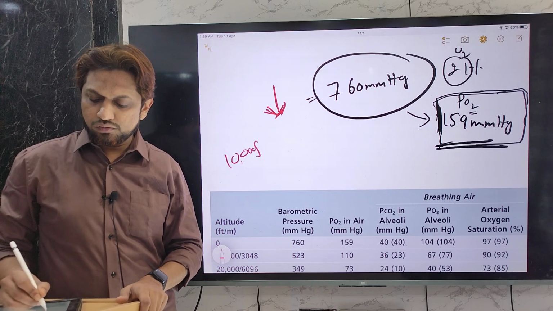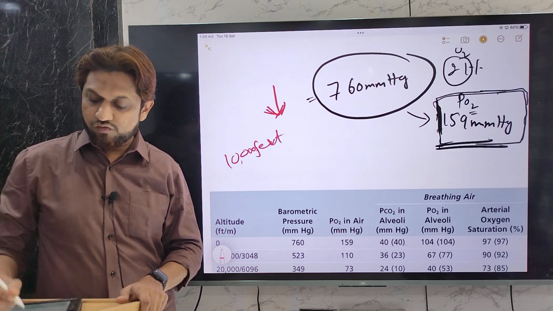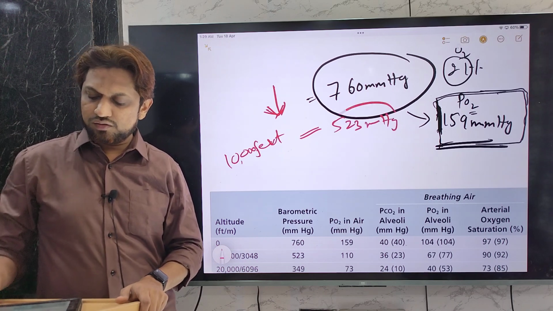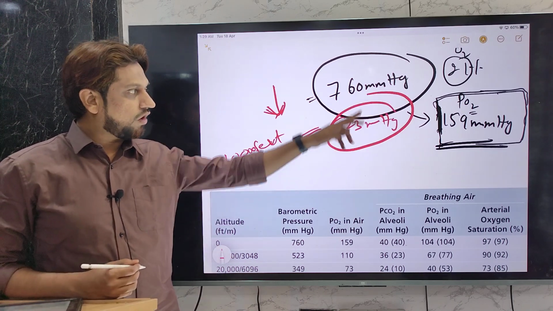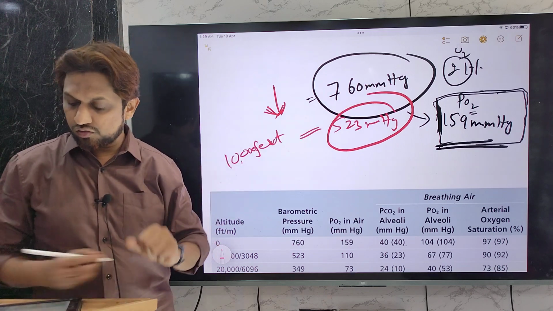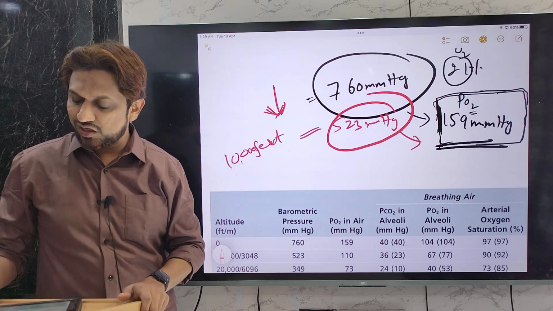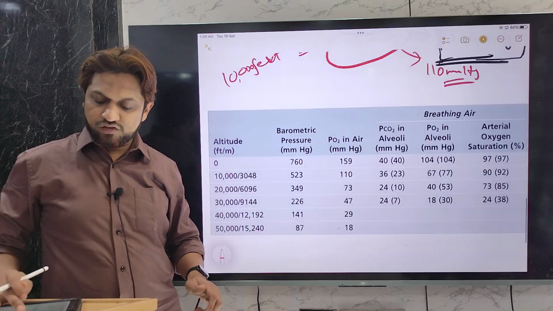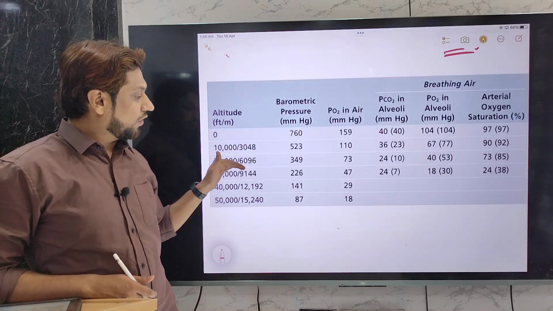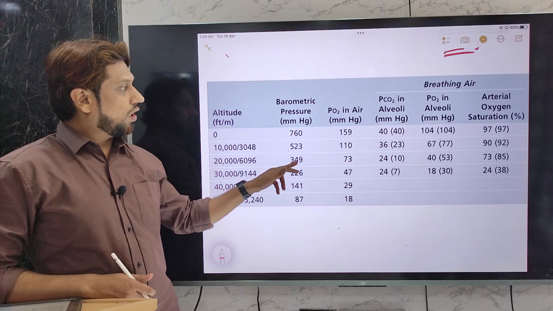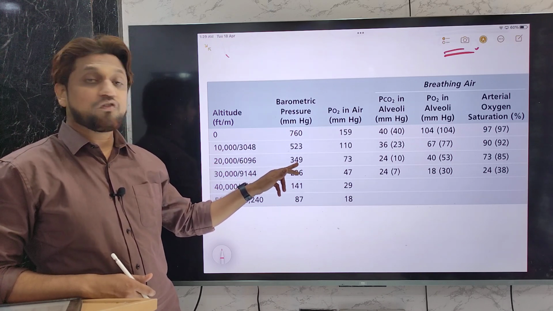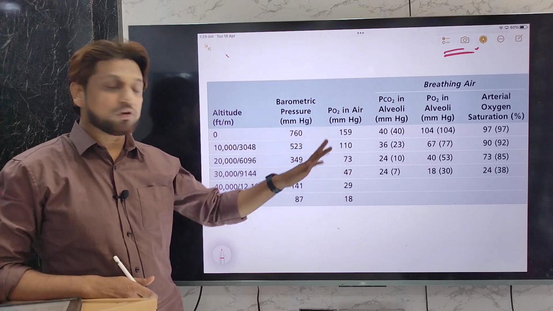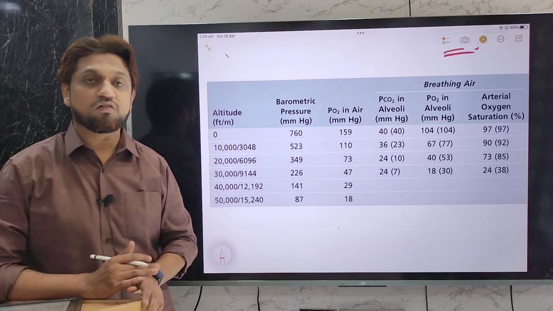It is around how much? 523 millimeter of mercury. So when total barometric pressure is reduced, obviously the partial pressure of the oxygen is also reduced. So instead of 159 millimeter, it will be 110 millimeter of mercury. Similarly, as one ascends up to 20,000 feet, the barometric pressure is 349 millimeter of mercury, and the partial pressure of the oxygen in the atmospheric air will be around 73 millimeter of mercury.